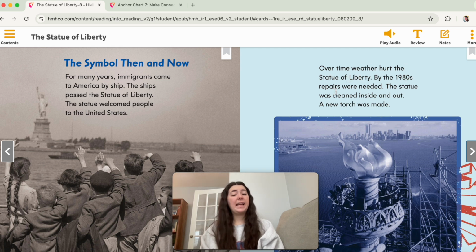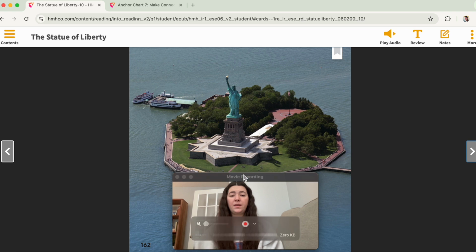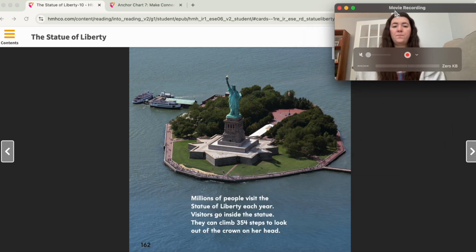By the 1980s, repairs were needed. The statue was cleaned inside and out, and a new torch was made. So here's that new torch. The weather and the rain and the snow kind of ruined the statue, so they had to repair it or fix it to make it look good as new. Let me move myself again.